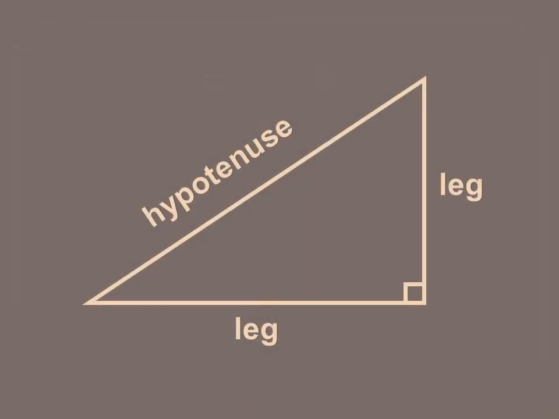Let's go ahead and review some geometry. What we're looking at here is a right angle. Remember, a right angle is going to have this little square here that denotes that this is 90 degrees, and since it's 90 degrees, we call it a right triangle. A right triangle is made up of two legs and a hypotenuse. The hypotenuse is always going to be the side across from the 90-degree angle.